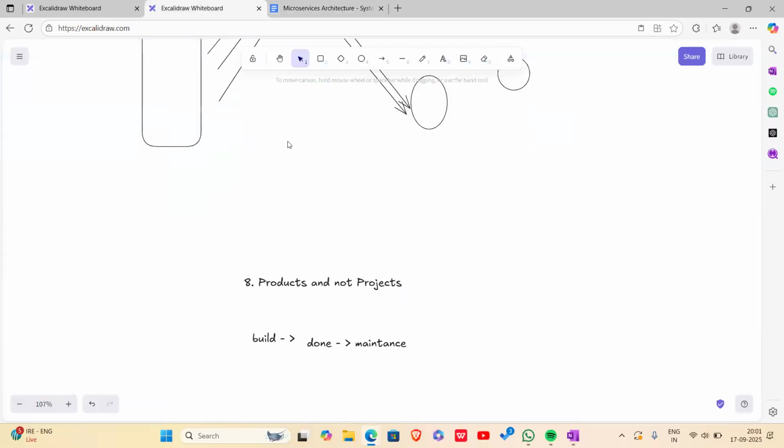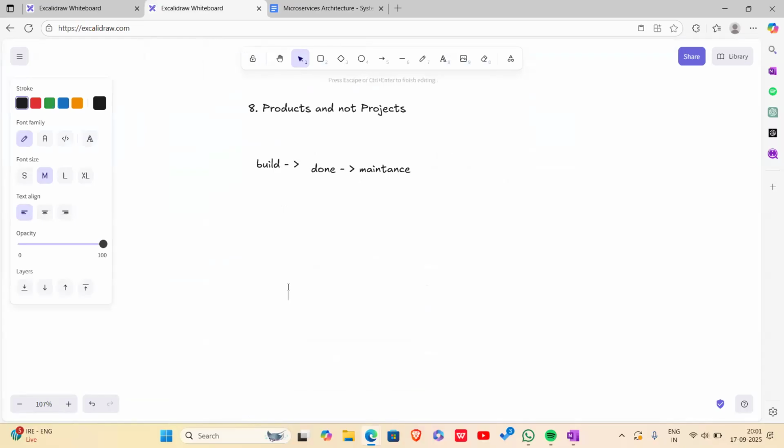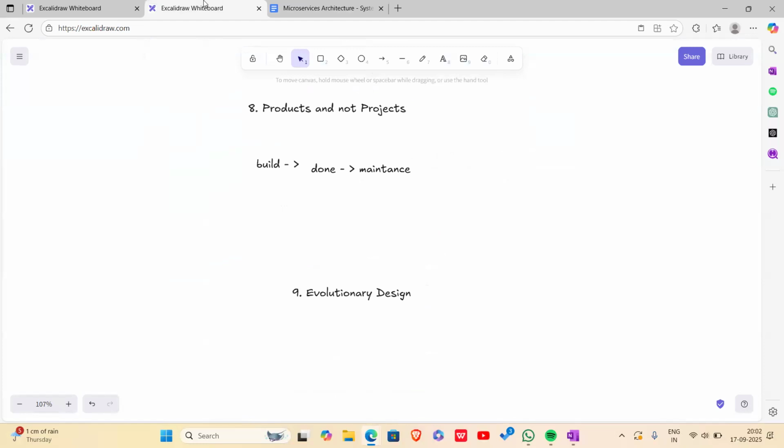So these are all the nine attributes of the microservice.